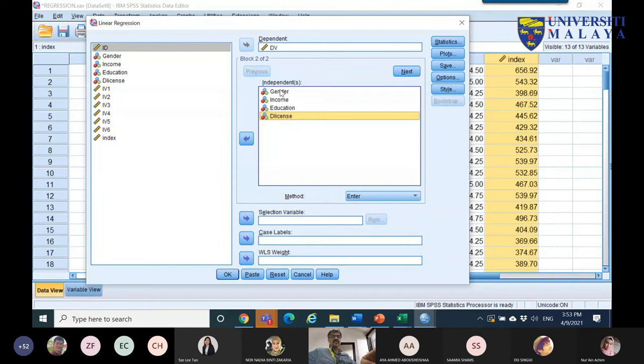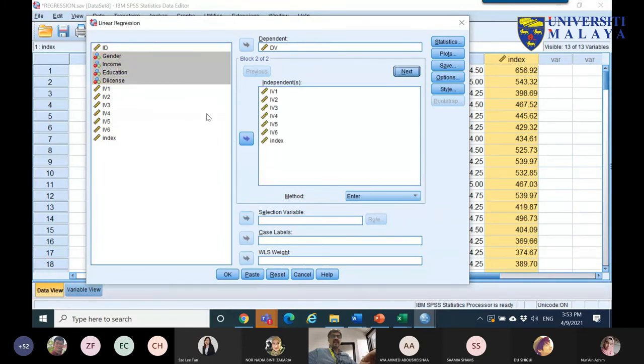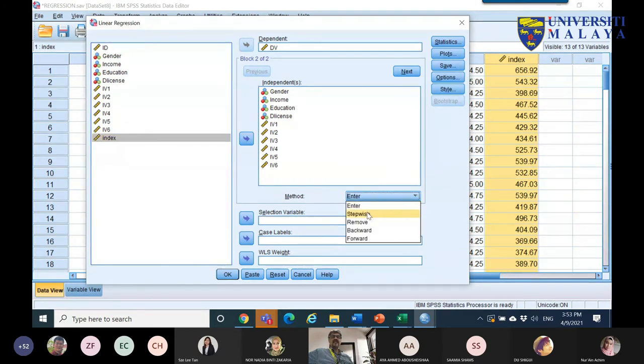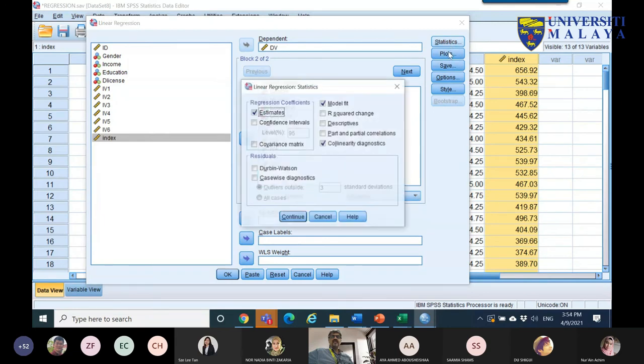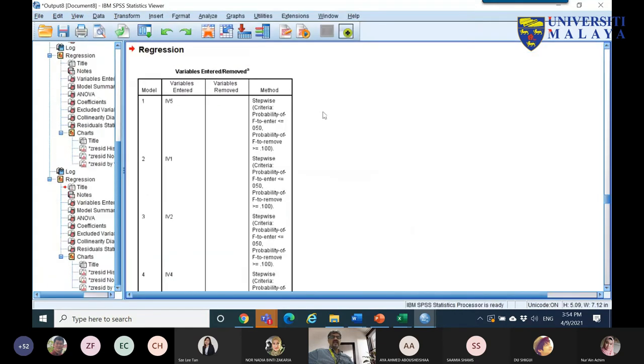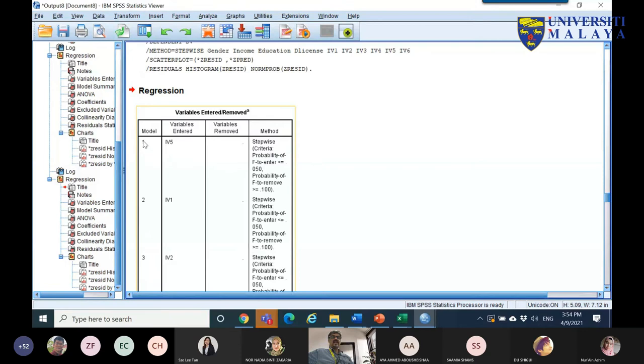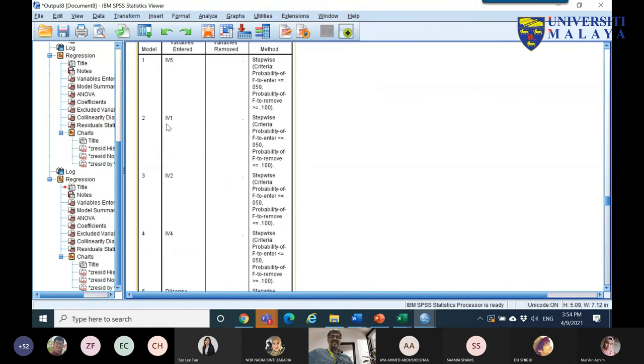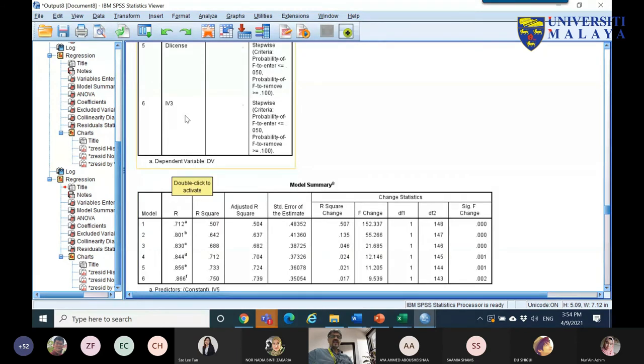Suppose I just remove all these factors from the block and put them all in the same block. Of course, I don't want to include the blocks. So I put all my predictors in one block and select stepwise. And of course, under Statistics, I just want to select R square change, because in each step we want to see, by adding one variable, how much the R square changes in the model. So when I run it using SPSS, you can see here, in step one, IV5 enters the model. Step two, step three, step four, so we have six steps.